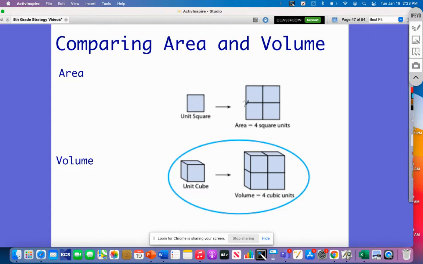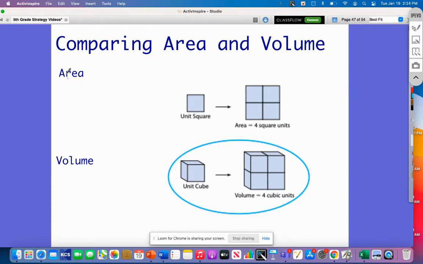When I think about area, I'm thinking about just a unit square, like carpeting or tiling something in your house. It's a flat surface. So this would be a unit square, and this would be 4 square units. Now, when we think about volume, we're thinking about a 3D shape, something that's not flat, and it would be a unit cube. So this would be 4 cubic units because it's 3D. It's not just a flat object.